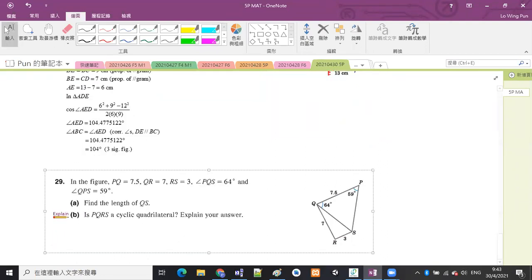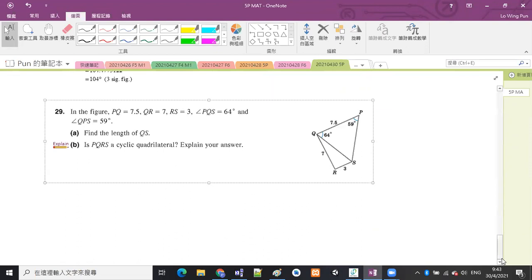So 29. In the figure, PQ is 7.5, QR is 7, RS is 3, and then angle PQS is 64 degrees, angle QPS is 59 degrees. And everything is marked on the diagram, okay?